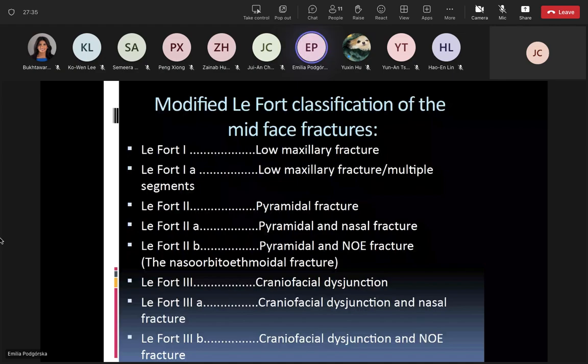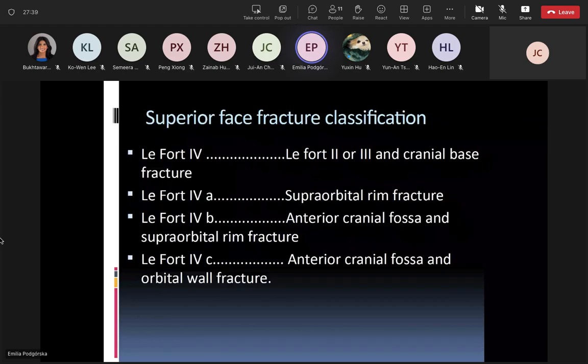Level 4, level 2 or 3 and cranial base fracture. Level 4A, supraorbital rim fracture. Level 4B, anterior cranial fossa and supraorbital rim fracture. And level 4C, anterior cranial fossa and orbital wall fracture.